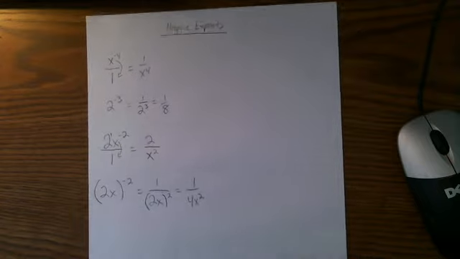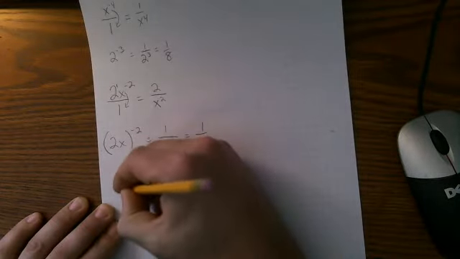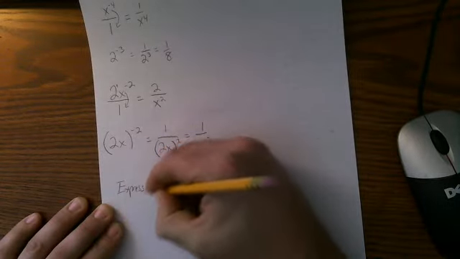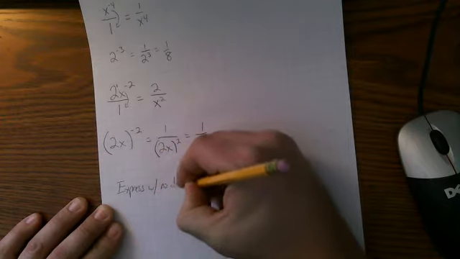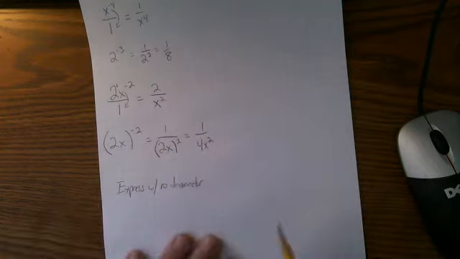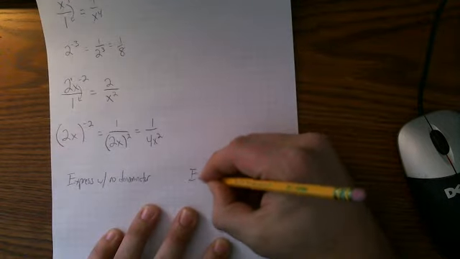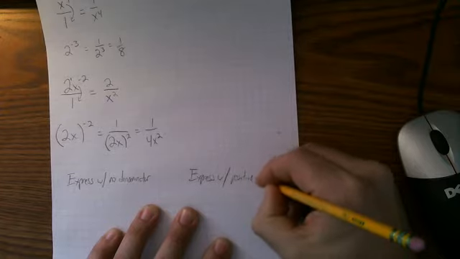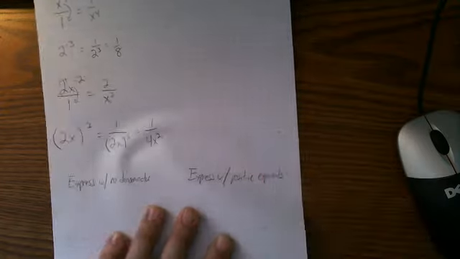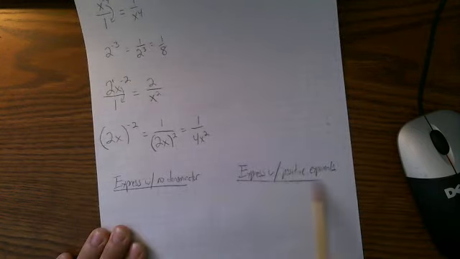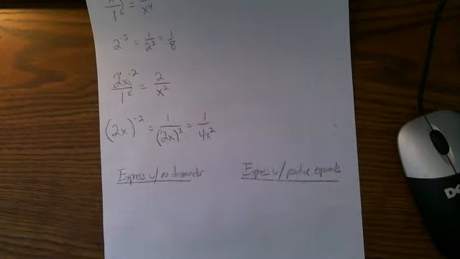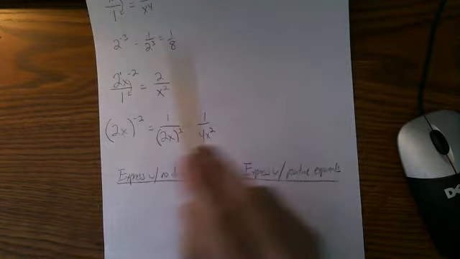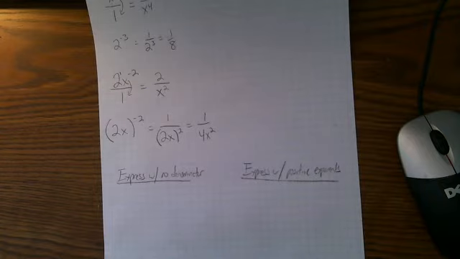So now, negative exponents could have a couple of different goals. You can express with no denominator, or you could express with only positive exponents. If we want to express with no denominator, now the directions will tell you what your goal is. These are just examples leading into what negative exponents do.